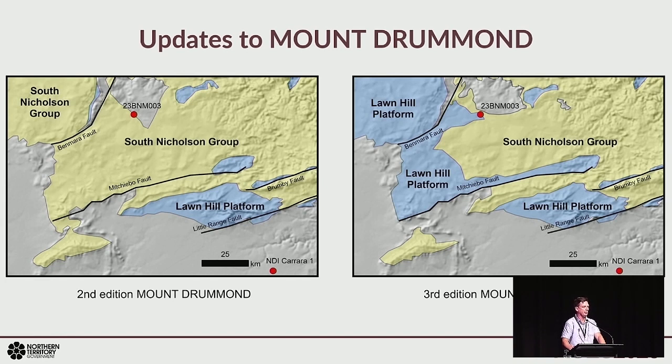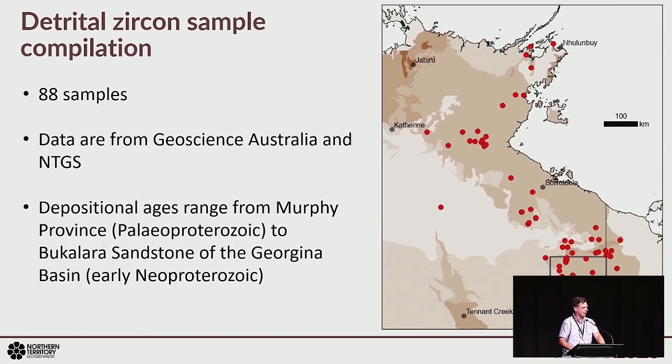All right, so like I said, a lot of these revisions were made based on detrital zircon geochronology. And so I wanted to show an example of the use of detrital zircon geochronology for interpreting some of these things. This is a compilation of detrital zircon samples that we've put together at NTGS. The sample locations are shown as the red dots on the map. You can see that most of them are concentrated in and around the Mount Drummond map, where they actually extend over a very wide range.